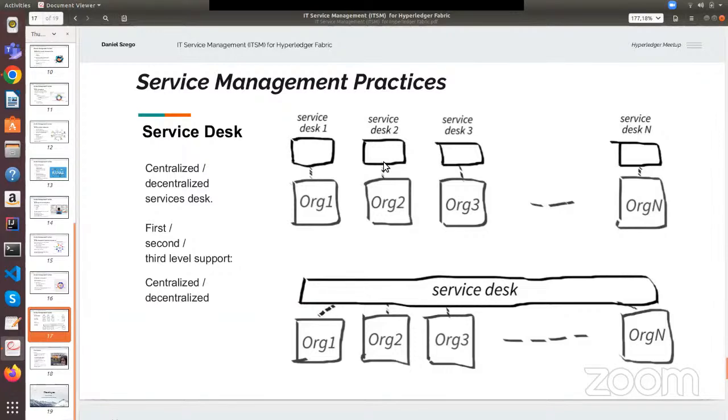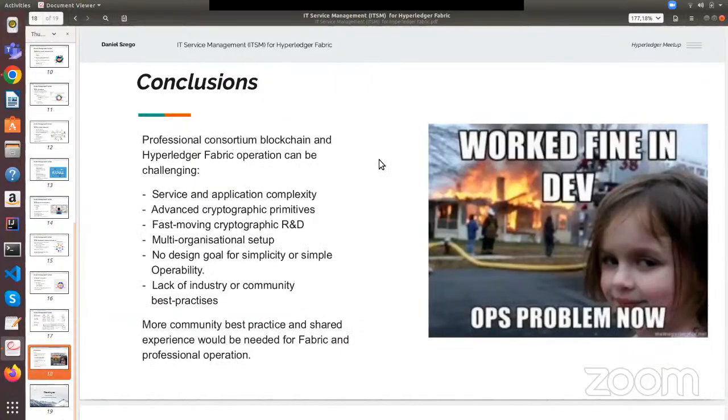So I have one slide left, the conclusions, and then I finish my presentation. My conclusion is that the operation, maintenance, and governance of a professional consortium blockchain like Hyperledger Fabric can be challenging due to several factors. One is the service and application complexity. These systems are on the one hand open source, on the other hand evolving very fast. So they are usually much more complex than classical applications.